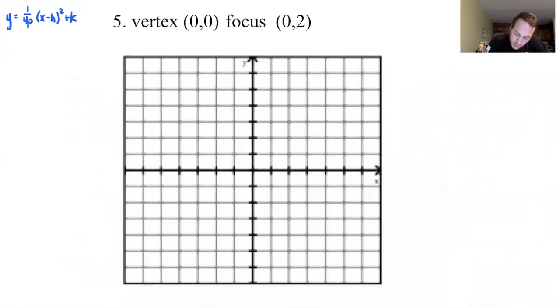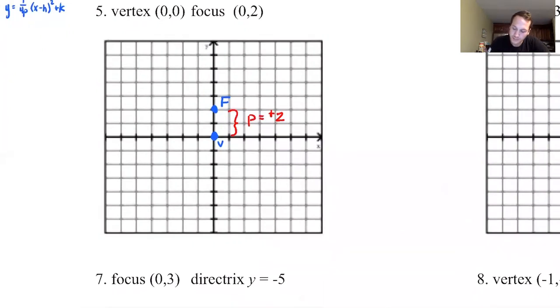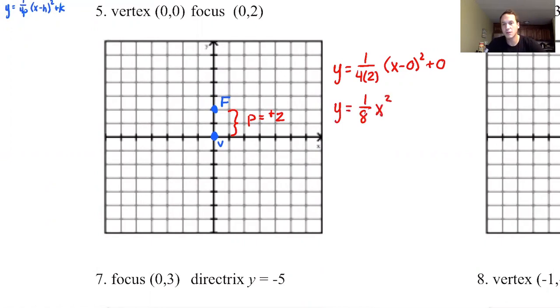So in this question here, I have a vertex of 0, 0 and a focus of 0, 2. I don't quite have everything, but I can find everything. If you remember, your p-value is the distance from the vertex to the focus. The focus is above, so it's positive, and it's 2 units away. So the equation for number 5 is y equals 1 over 4 times 2, x minus 0 squared plus 0. I always start this way, and then I simplify when necessary. 4 times 2 is 8. X minus 0 squared is just x squared, plus 0 I don't need.